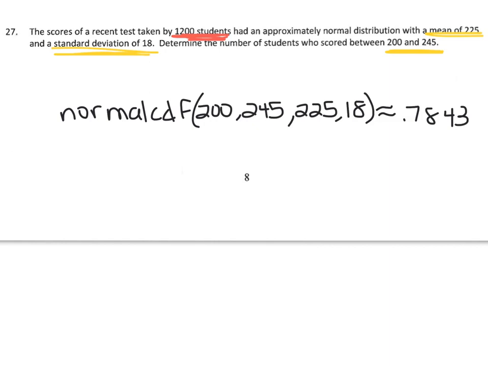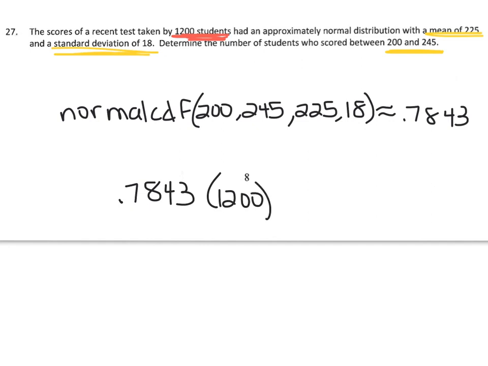Now, if they wanted us to determine the probability, that would be the answer. But they want us to determine the number of students. So out of the 1,200 students, about 78.43% scored between these. So we want to figure out what this percent of 1200 is. I would leave that exact number in your calculator. I'm just going to rewrite the approximation here, but you want to take that percentage and multiply it in your calculator by 1200.